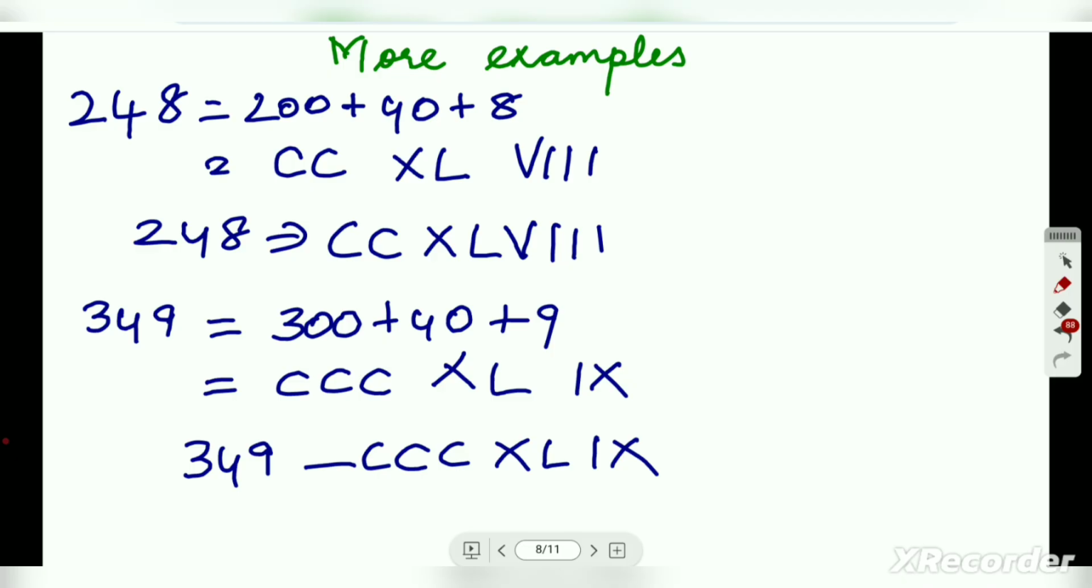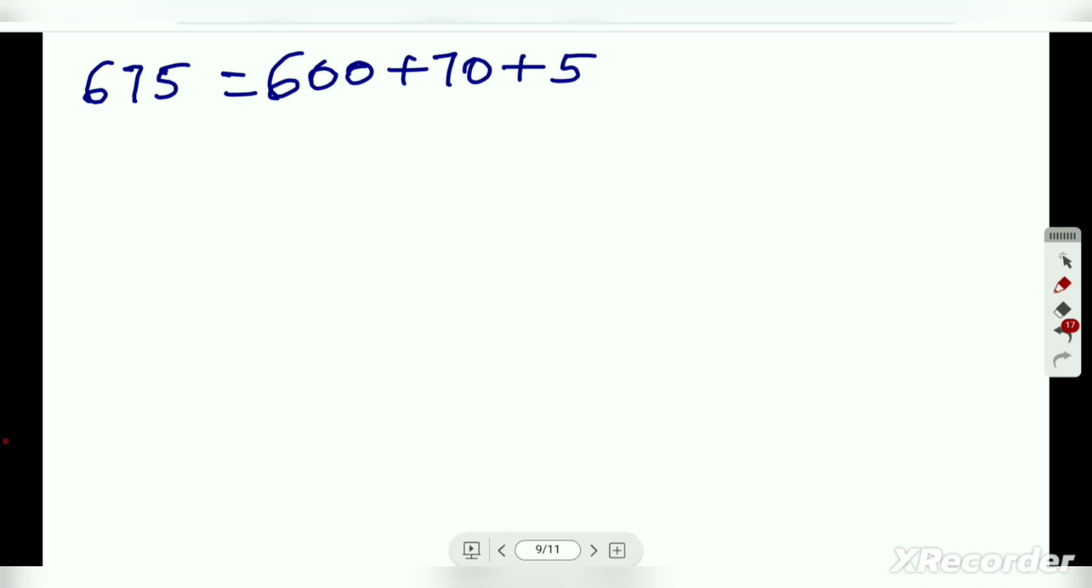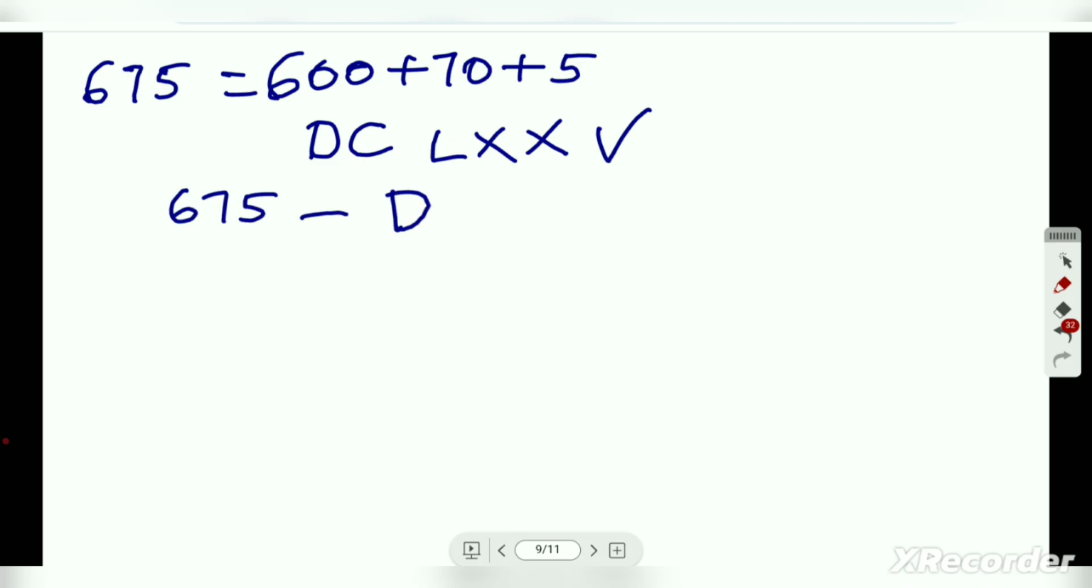Okay. Now let's try a bigger number. Say 675. Okay. 600 plus 70 plus 5. 600 is DC. 70 is LXX. 5 is V. Next step is combining everything. So 675 is DCLXXV. Clear?